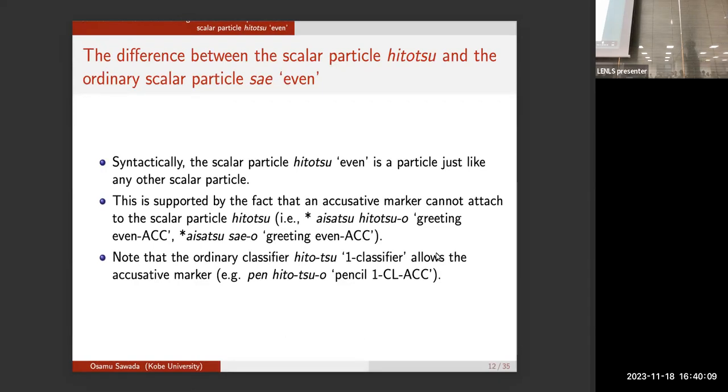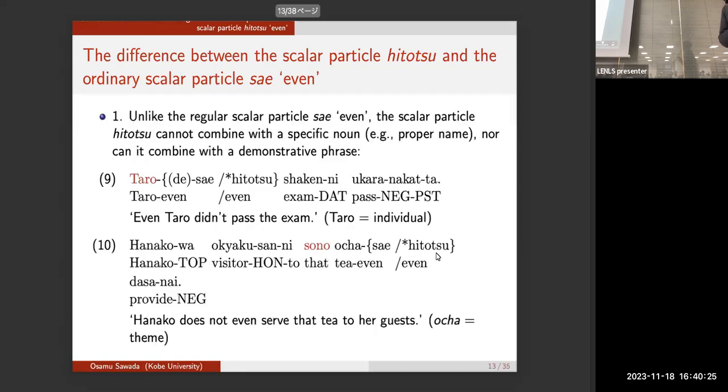Okay. And please note that the numeral classifier hitotsu does allow combination with the accusative marker. So pen hitotsu o kashite kudasai, please lend me a pen, one pen. That's okay. What's the difference between the scalar particle hitotsu and the ordinary scalar particle? I think there are several differences.